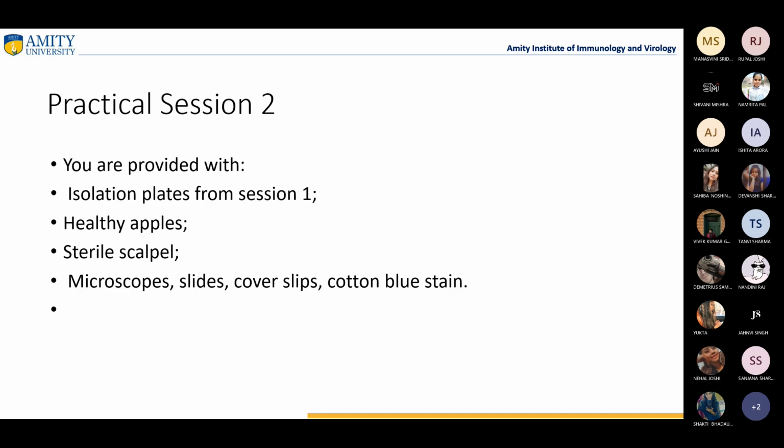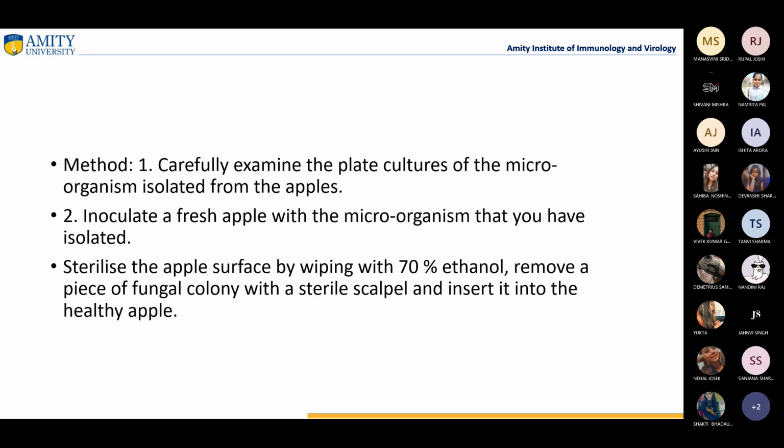Then in session 2, we'll again have the isolation plates from session 1, and we'll have a healthy apple and all those things which we had earlier. Here we'll examine the plate cultures under the microscope of the microorganisms isolated from the apple, and we'll inoculate fresh apple with the microorganism that we have isolated. Here we are going to use the pure culture to inoculate the fresh apple.